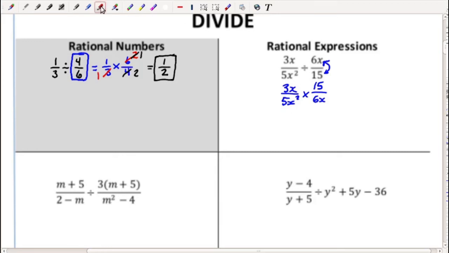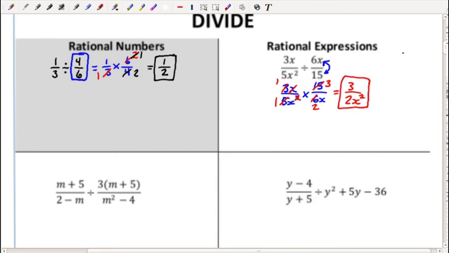So looking top to bottom to simplify, I've got an x here, and the squared can go away. I have a 3 and a 6. I can divide those both by 3. 5 and 15, I can divide both by 5. Gives me 1, gives me 3. And on the top then, I think all I'm left with is a 3. And on the bottom, x times 2x is 2x squared for a final answer.